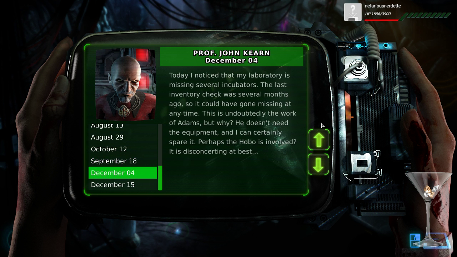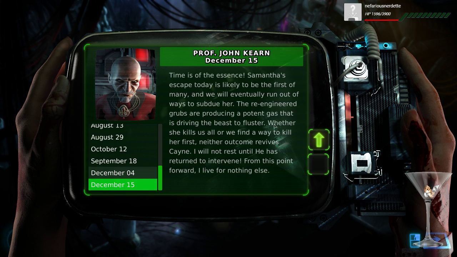December 4th. Today I noticed that my laboratory is missing several incubators. The last inventory check was several months ago, so it could have gone missing at any time. This is undoubtedly the work of Adams, but why? He doesn't need the equipment, and I can certainly spare it. Perhaps the hobo is involved? It is disconcerting at best.